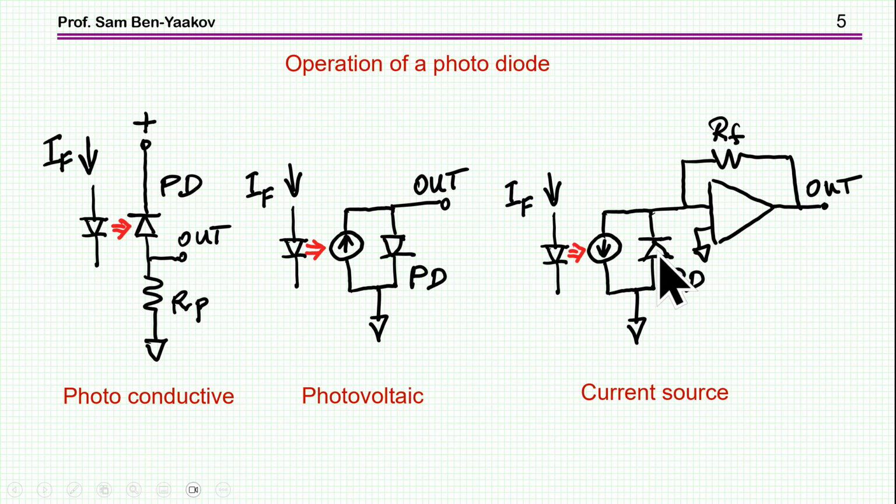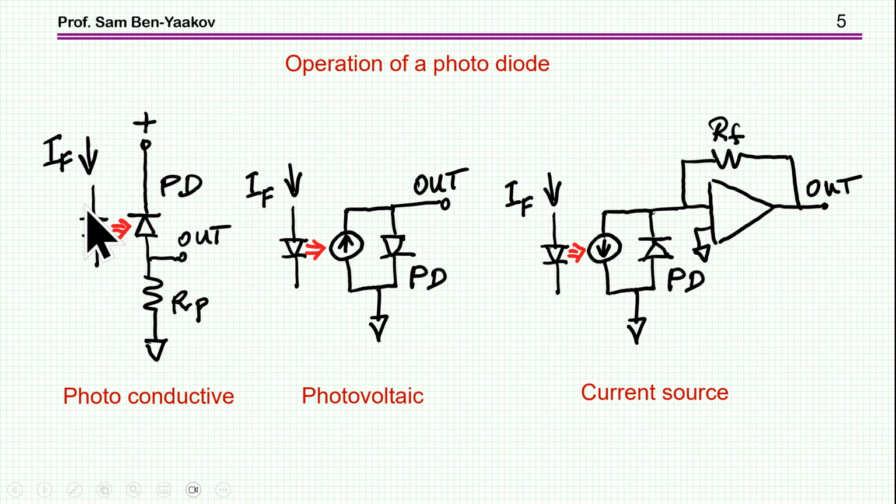However, it turns out that the bandwidth of this arrangement is usually smaller than the bandwidth of this arrangement. So if you are interested in a high bandwidth, this could be a better choice. So this is how you process the signal that is coming out of the LED, which is a function of the current through the diode.